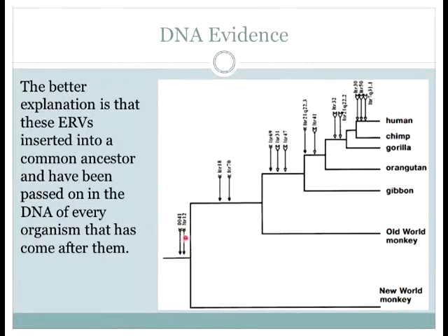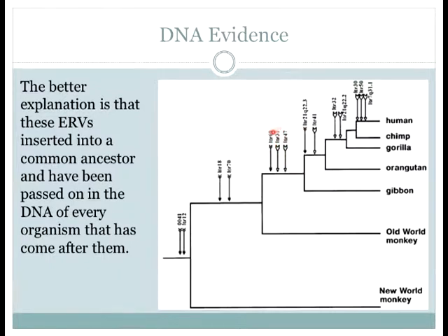So because we have these ERV scars in all of our DNAs in exactly the same location, that tells us that they were infected somewhere way back here in a common ancestor to all of us. Then we have these ERVs here, which infected the common ancestor of these species, because these species have the scars in common. And so on.